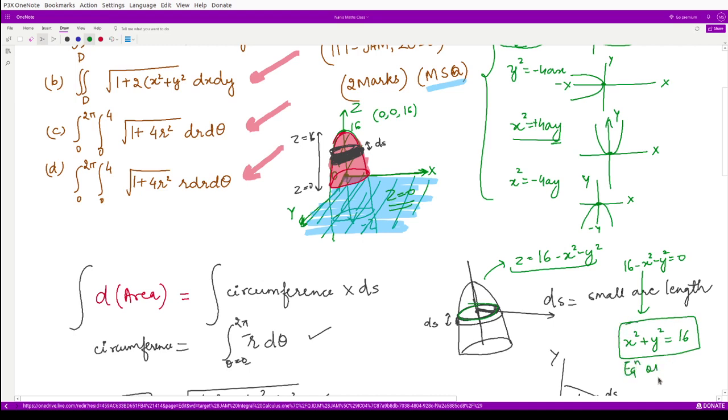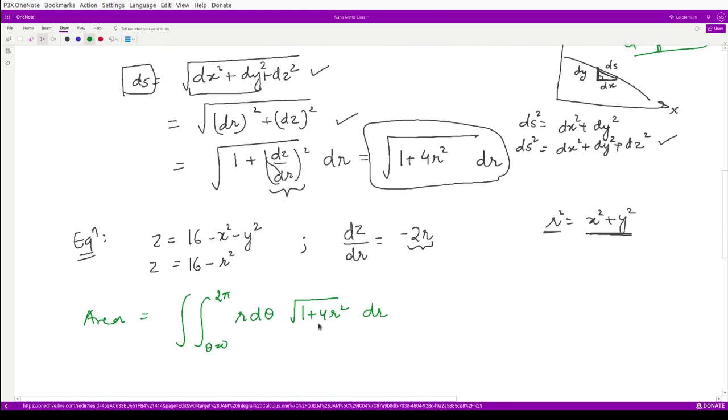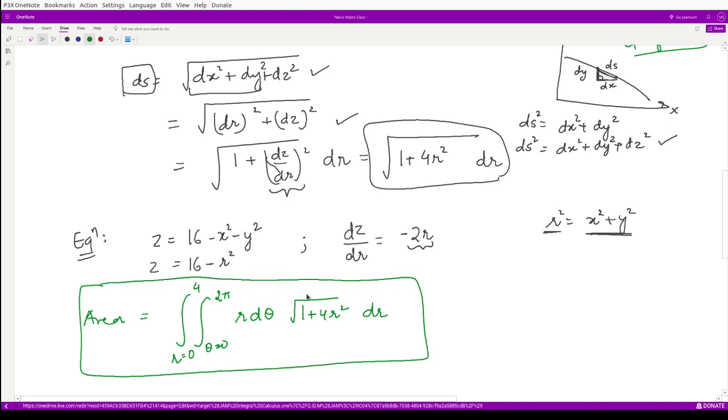This is the equation of a circle having center at (0, 0) and radius equal to 4. So whenever you talk about this ray, this point here is 0, so r is 0 here, and at this particular point the value of r is equal to 4, the radius of this circle, right? So accordingly we have the value for r varying from 0 to 4. So this is our area. So let's look at our options.